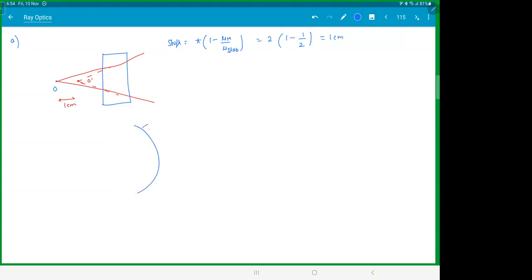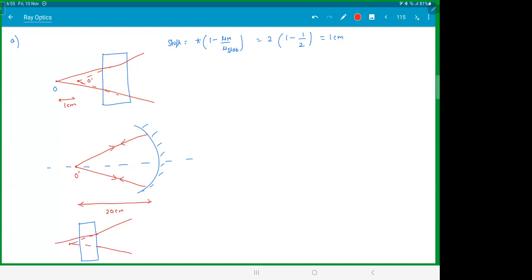So now if you ask the mirror, where is the object? Mirror will say, I don't know who is O. Mirror will see O dash, and that is at a distance of 20 centimeters. So mirror will say, great, light rays are coming from the center, so they'll just go back. Then for the slab again, now the light rays are coming towards the center. So they're supposed to meet here, but again, I know there's a shift. Again, it will shift by 1 centimeter.